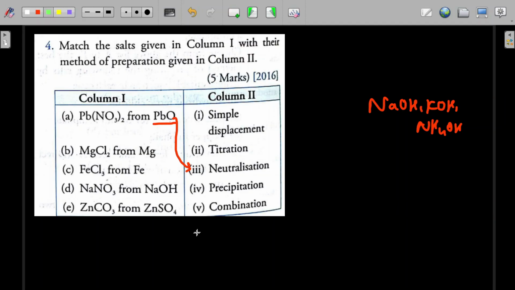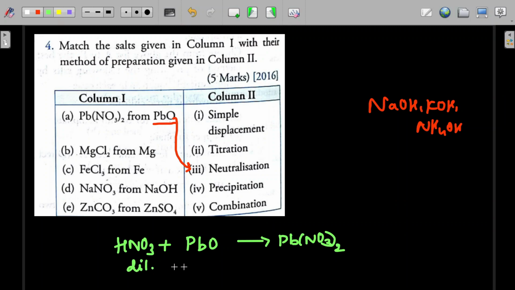How are we getting that? PbO is a base, and from that you want to get lead nitrate. If it is a neutralization reaction, the other reactant should be an acid. And which acid do we take? Here you want to get nitrate, so you take nitric acid. So this is the equation for A. This is a neutralization reaction.